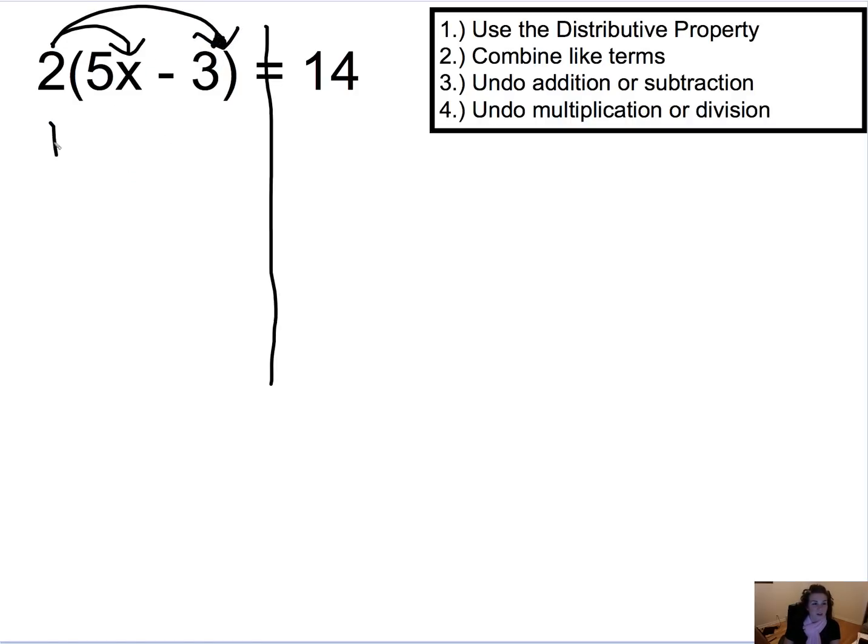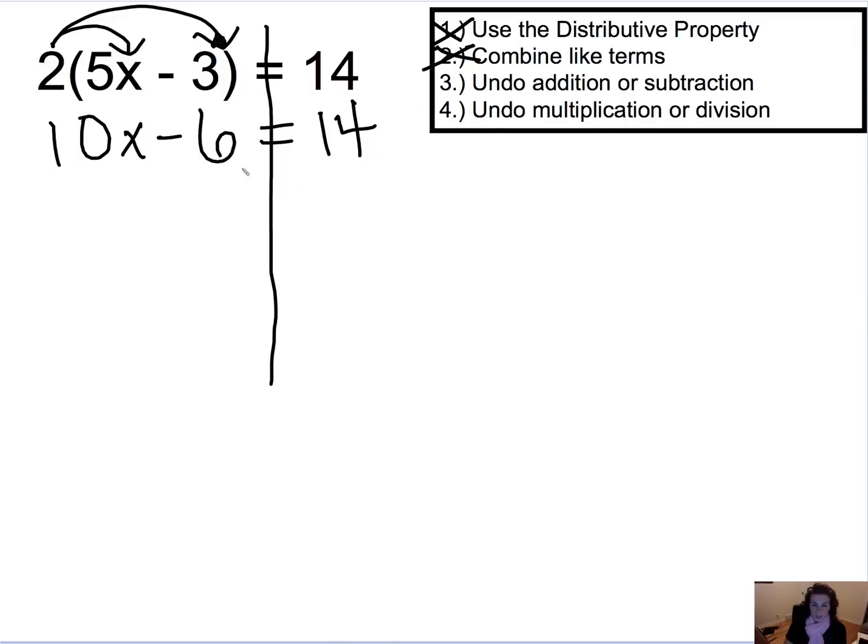So 2 times 5x is 10x. Bring down the minus sign. 2 times 3 is 6. Bring down the equals and bring down the 14. We did step 1. Let's see if we need to do step 2, combine like terms. Well, on the left we have 10x, that's a letter, and 6, that's a number, so there's no like terms on the left. How about on the right? No, all we have is 14, so we don't even need to do step 2.